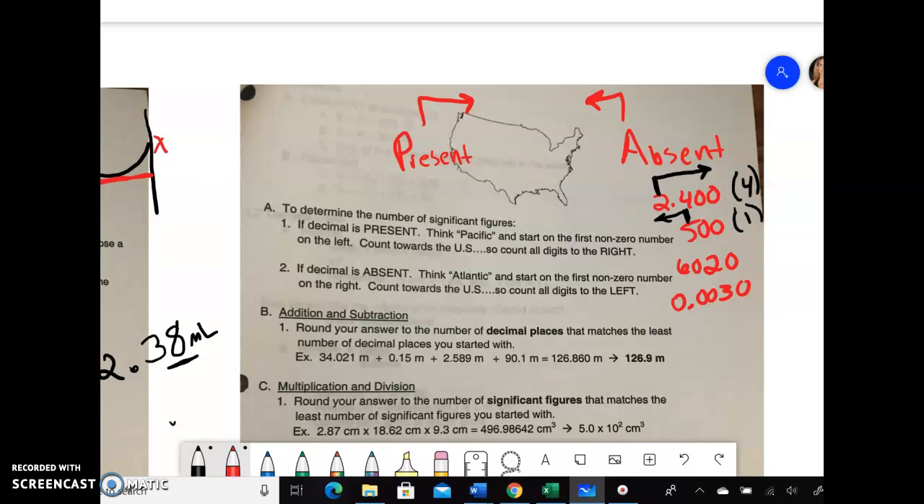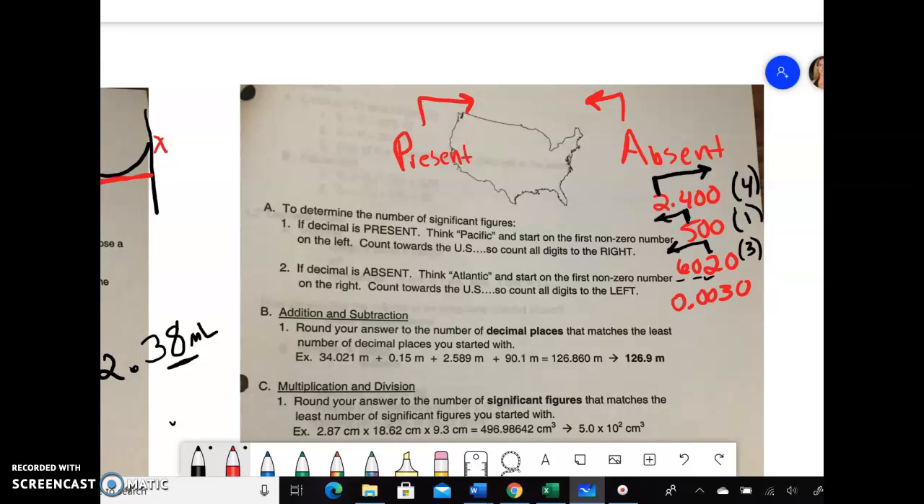All right, let's do another one. This one also is absent. I don't see the dot there. So when you see absent, think of the Atlantic Ocean, which is on the right. So we're going to start with the first non-zero number on the right, and that is this 2. 0 is right here, but we're going to start with the 2 next to it. And then we're going to count towards the United States. So if we're on the Atlantic Ocean, we're going to count towards the left. So in this case, we have 1, 2, 3 digits that are significant. So the only one that's not significant there is that last 0.